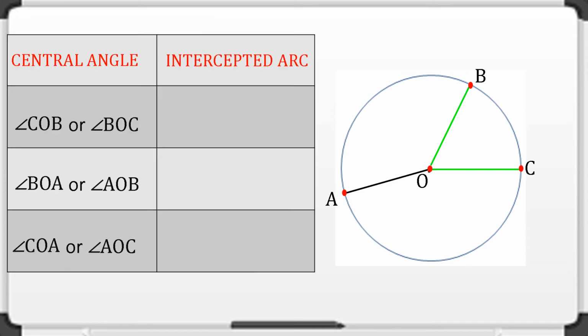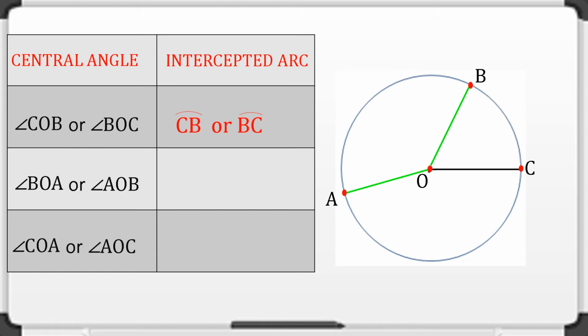Now let us have the intercepted arc. As you see here, we have this green angle. Simply, when you say intercepted arc, it is the opposite arc of the given angle. So, yung katapat niyang arc. So we have angle COB or BOC. Ang katapat niyang arc ay BC or CB. This one. That is what we call intercepted arc.